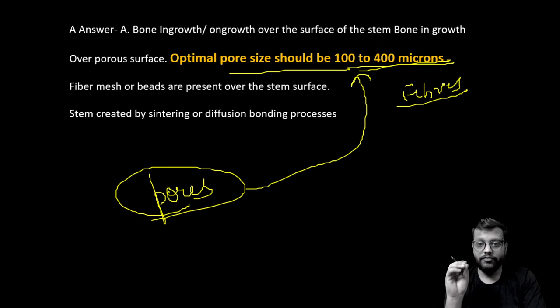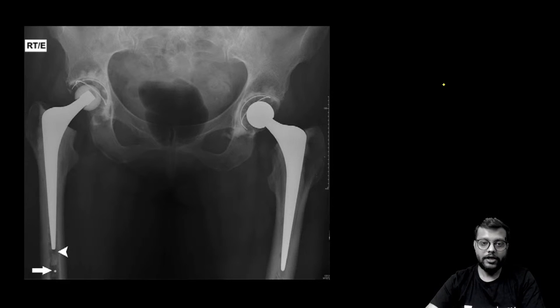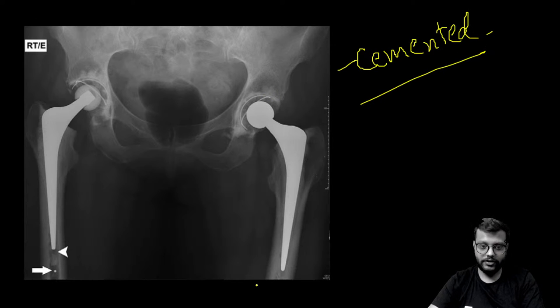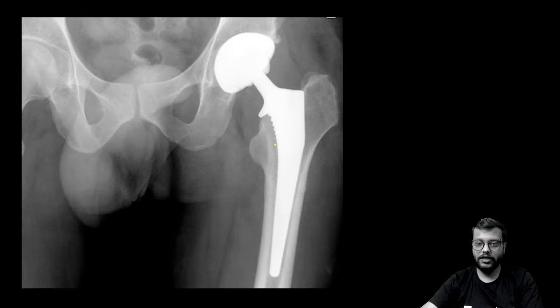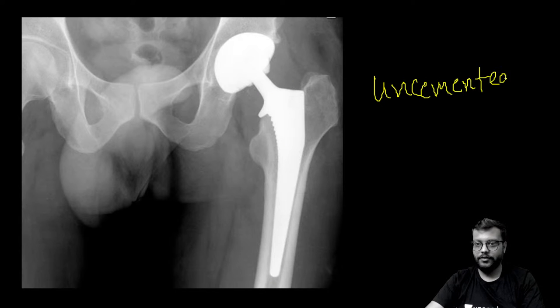without the use of cement. Okay, so here you can see which type of arthroplasty this is. This is a cemented one. Here you can see the cement, you will see it here. Okay, so this is a cemented one, and see here you will see no cement. So this is an uncemented arthroplasty of the hip.